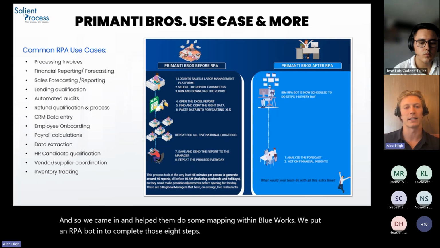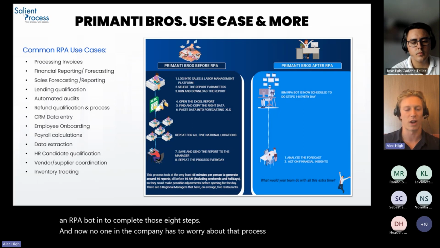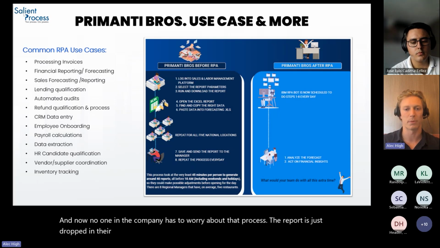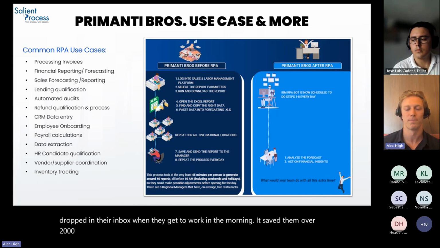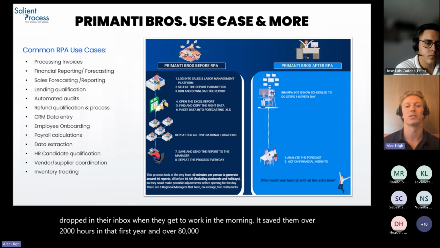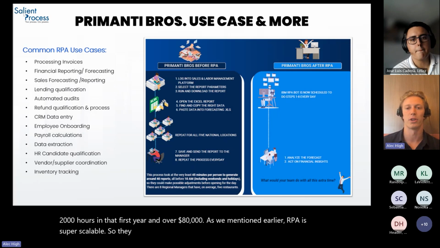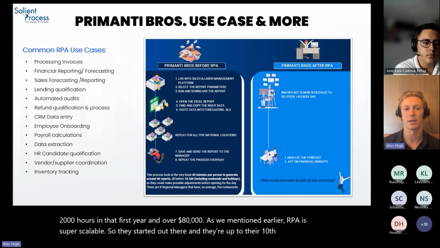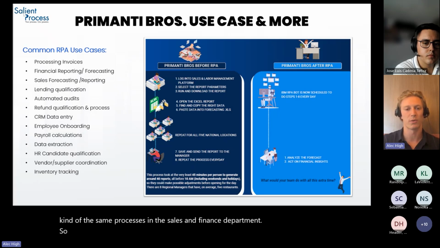Now, no one in the company has to worry about that process. The report is just dropped in their inbox when they get to work in the morning. It saved them over 2,000 hours in that first year and over $80,000. And as we mentioned earlier, RPA is super scalable. So they started out there and they're up to their 10th bot all around, kind of the same processes in the sales and finance department. So that is one of the big ones that we've worked on that's been very successful.